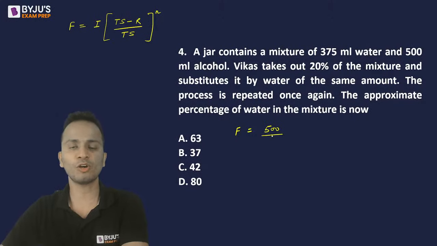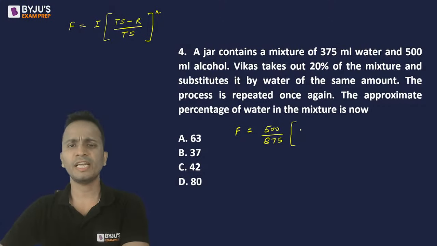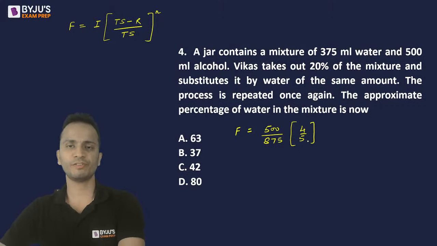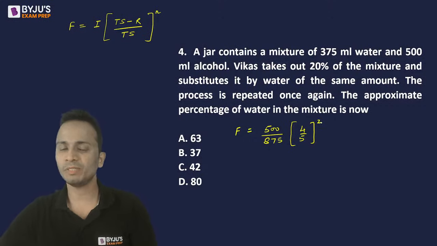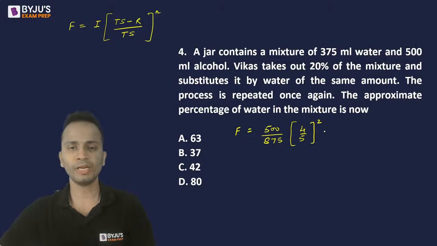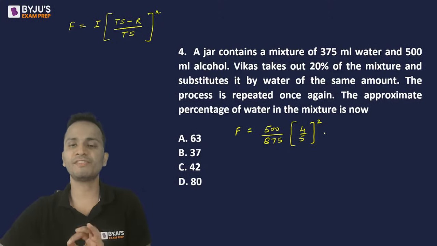So fraction of alcohol is quantity of alcohol divided by the total quantity. Total quantity is 875 ml. All right. Bracket, if 20% is removed, then 80% will be left. 80%, that means 4 by 5 of the solution is left. Fraction of solution which is left, raised to the power number of times the step is repeated, which is equal to 2. Right? So this is what we get as the fraction of alcohol which is left in the solution.